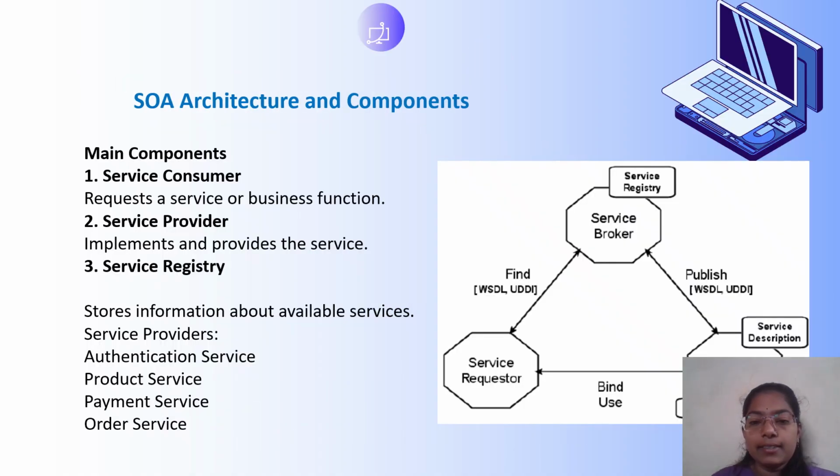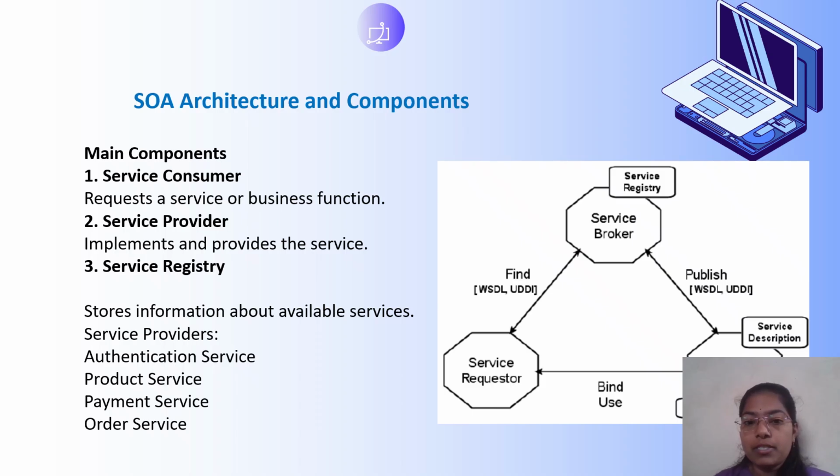Now let's understand the main components of SOA. There are three main components of SOA. The first component is the service provider. The service provider creates and provides a service. Then the second component is the service consumer. The consumer is the user who wants to use the service. And the third component is the service registry. The service registry acts like a directory where it maintains the record of registered services.